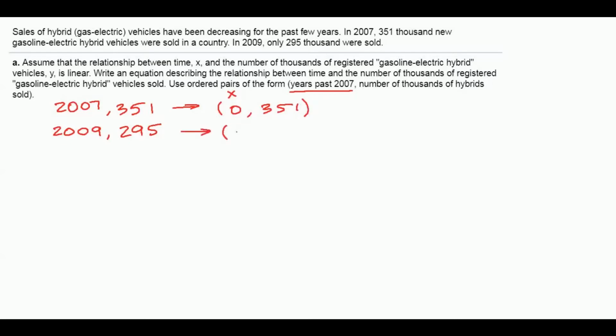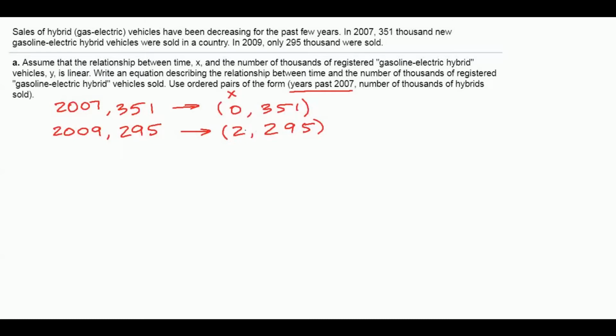Second pair or second point will be with first coordinate number of years after 2007. In 2009 we had 2 years after 2007, so x value will be 2 and number of cars will be the same, 295. So we have pair of 2 points. We will use these points to find linear equation.